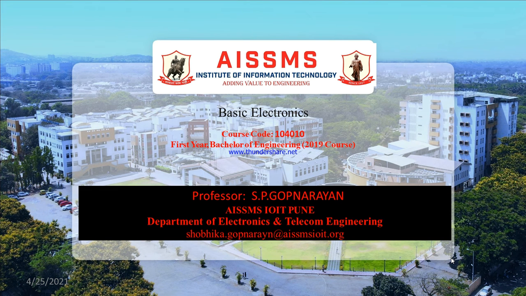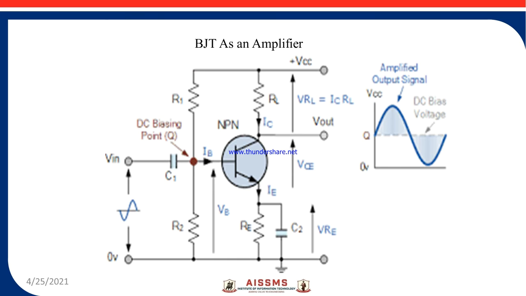The function of various components of BJT as an amplifier. So this is the circuit for BJT as an amplifier. It consists of various resistances and capacitances, and in the exam many times the question that is asked is to explain the function of various components of BJT as an amplifier.